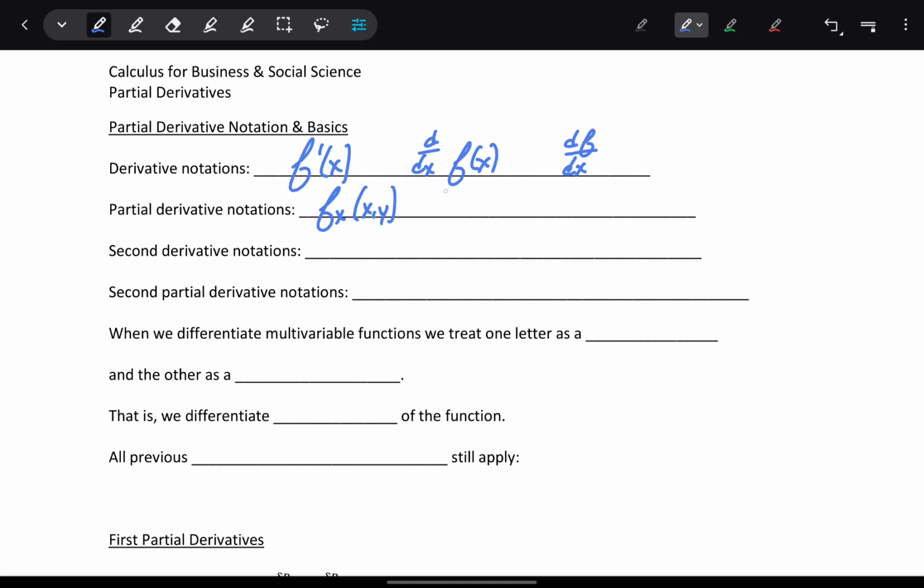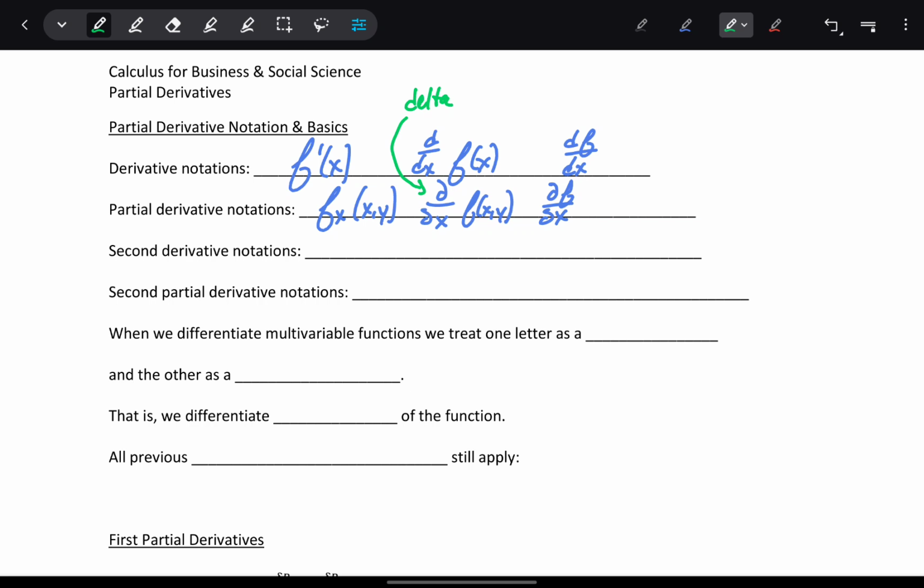We could also rewrite this with a notation that's similar to that d over dx notation, but instead it'll be sort of a cursive d, which we refer to as the Greek letter delta. So delta over delta x of f of x, y would mean take the partial derivative with respect to x, or we could write delta f over delta x, mirroring that notation that we've already established.